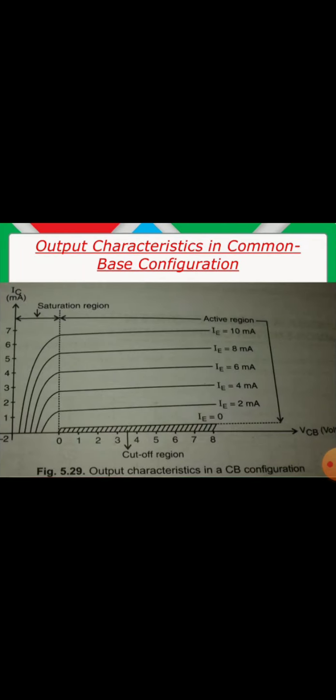This is the output characteristics in common base configuration. It's a curve between collector current and collector base voltage at constant emitter current. The collector current is taken on the y-axis and collector to base voltage on the x-axis. So the collector current varies with collector base voltage at very low voltages, much less than 1 volt. So the transistor never operates in this region.